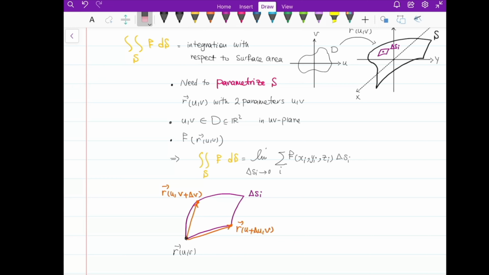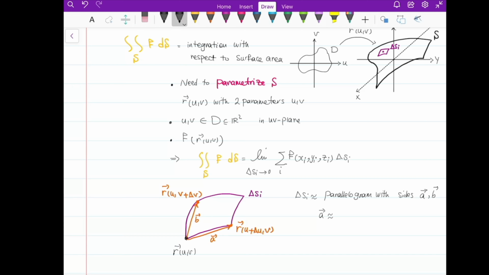So I'm going to call this vector A, and I'm going to call this vector B. If you remember, delta S_ij is approximately a parallelogram with sides A and B. And the area of the parallelogram is what? Let me write A and B first.